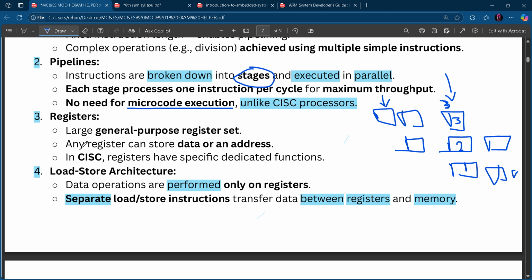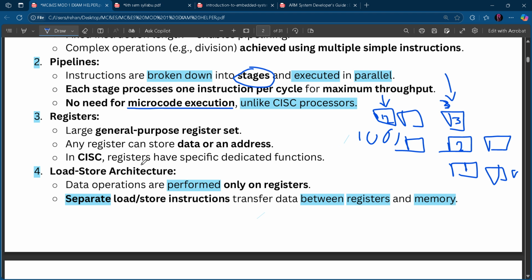It uses a large multiple general purpose register set. Any register can store data or an address. Suppose a register has data like 12. The data is 12, but the address is something like 1001, like bit numbers, where the actual thing is. For example, the box has books, but the data of the box is the books, while the place it is stored is in a storeroom. So data is something else and address is something else. So it can store data or an address.